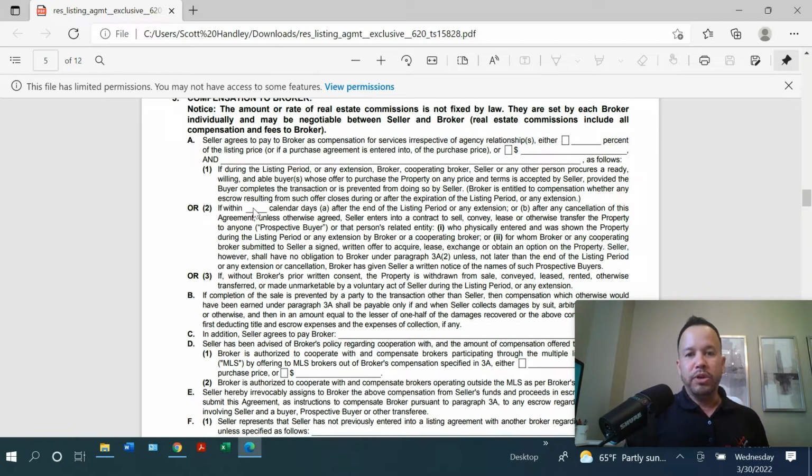Now, this can be pretty tough because you don't actually really know who the buyers are that view the home, because it's obviously the buyer's agent who goes in there. When you look at the lockbox of who's shown the property, it obviously won't say the buyer's name. But if you can prove that, you are entitled to a commission.